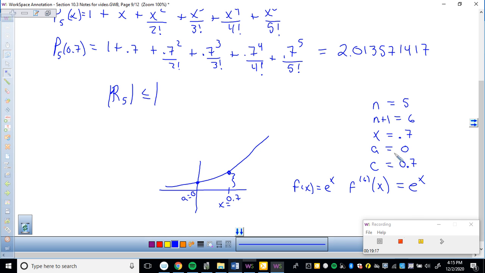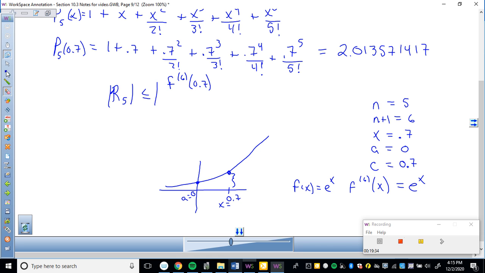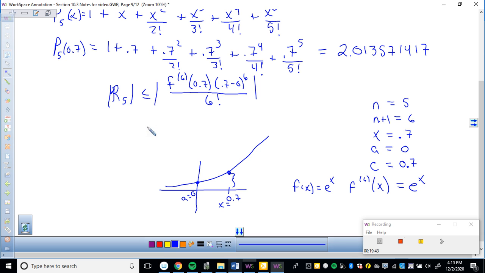All right, so now we're going to plug in. We need the sixth derivative at 0.7 times x minus 0. Oops, I know what x is. 0.7 minus 0 to the 6th all over 6 factorial. So that means our remainder term is guaranteed to be less than or equal to, well, the sixth derivative of our function is e to the x. So this would be e to the 0.7 times 0.7 to the 6th over 6 factorial. And I'll find out what that is.